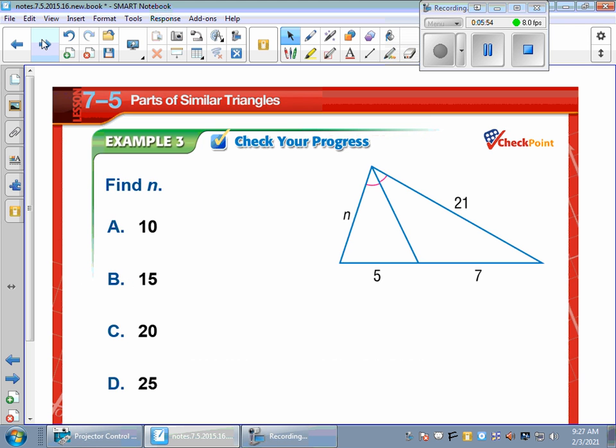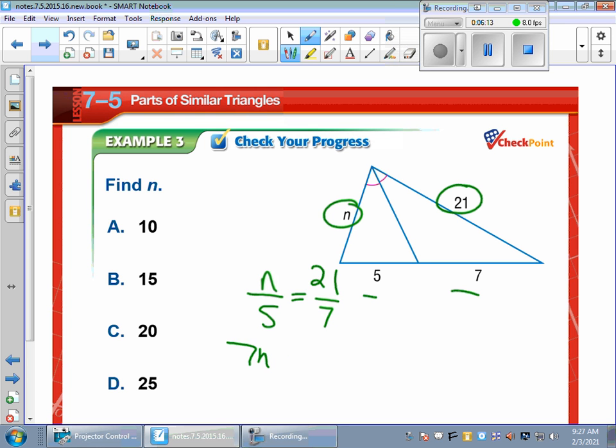Next slide here, same concept. And again, you can set this up however you want. You want to go n over 5. I mean, you can't set it up however you want, you just have to be consistent. So if I go n here is similar to this, the 5 is down here, 21 over 7. So when you cross multiply and solve here, you get 7n equals 105. And when you divide that out, you get an answer of n is going to be 15.